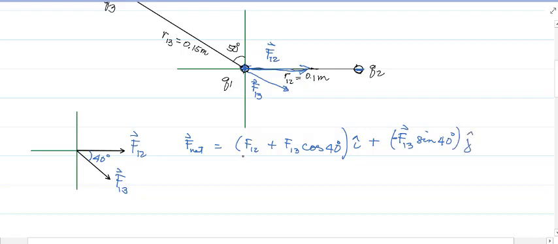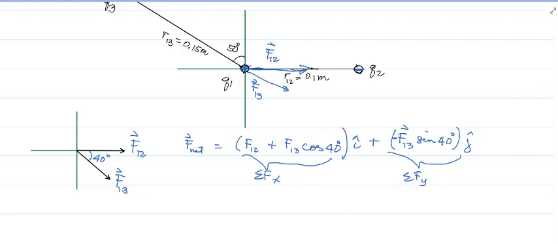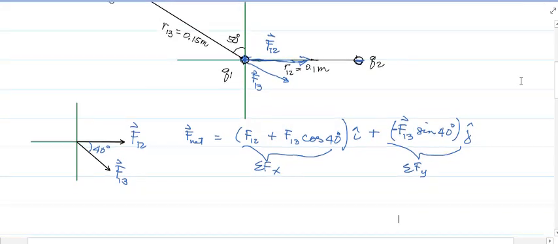Again, this is our summation of forces along the x-axis, and this is equivalent to our summation of forces along the y-axis. But we need to determine what F12 and F13 are in magnitude so that we can plug in. So solving for F12 and F13, we need to use Coulomb's law.